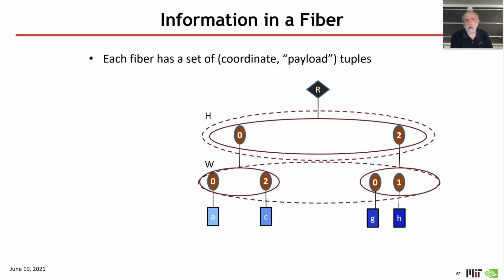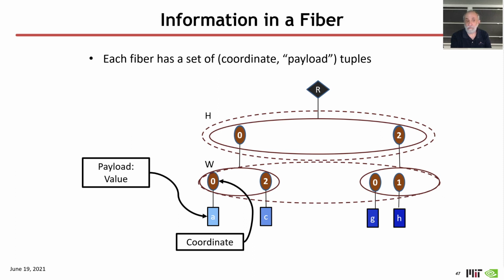And so first we want to look at what was the information in that fiber tree representation. And the way to think about it is that each fiber has a set of coordinate payload tuples. And so if we look at an element of the bottom rank and a fiber within that rank, inside the fiber are coordinates, and each of those coordinates has a payload. In this case, because we're in the bottom rank, and it's a fiber in the bottom rank, the payload is a value.